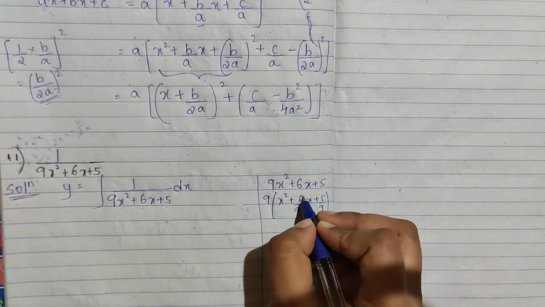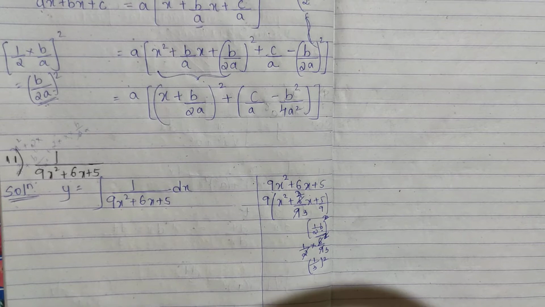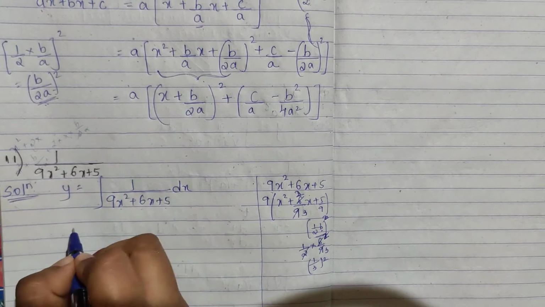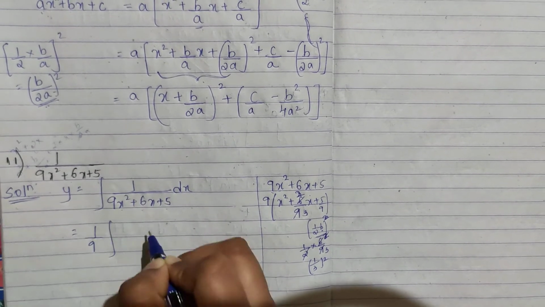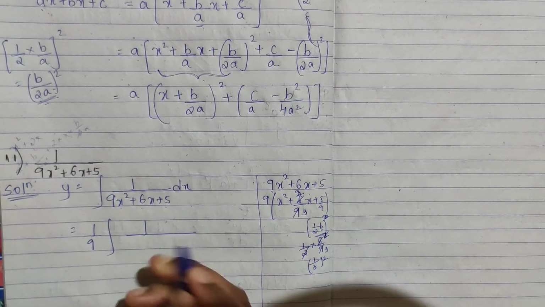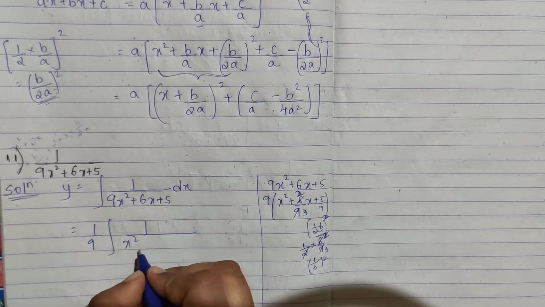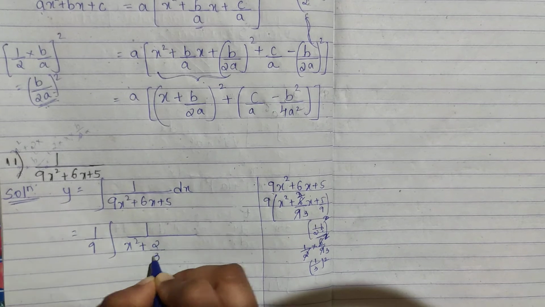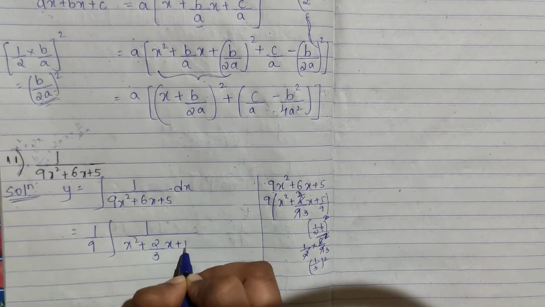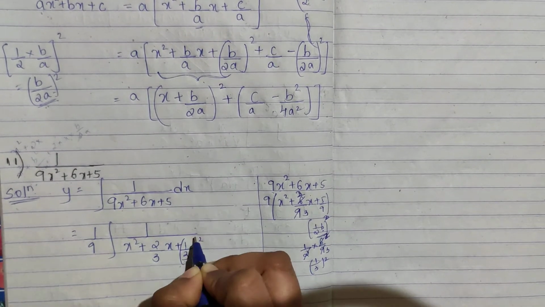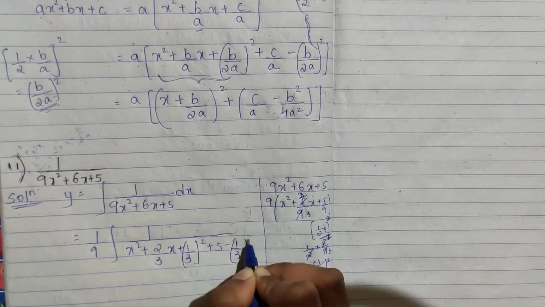Here you can cut it off. 3 2s are 6, 3 3s are 9. So you are getting 1 by 3 whole square. If I want, I can write here 1 by 9 taken common, so I'll be left with x square plus 2 by 3 x. You have to add and subtract: 1 by 3 square plus 5 minus 1 by 3 square.